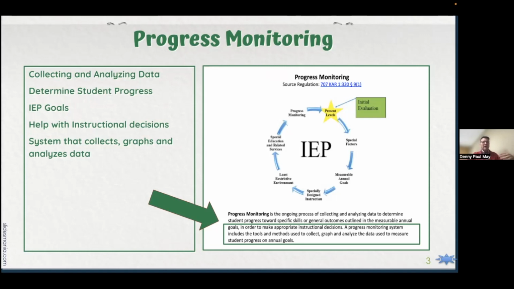So when we look at that, we ask, what's the purpose of progress monitoring? It's to prove that we're doing something with the student. Yes, it's to prove that we're providing the FAPE, but it also goes a little deeper than that.